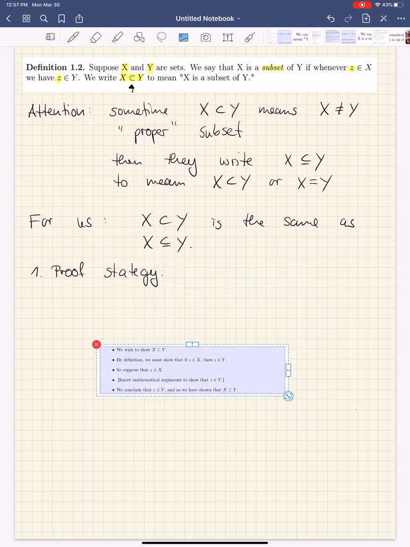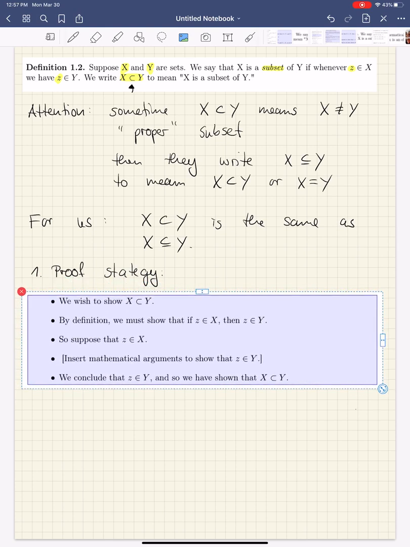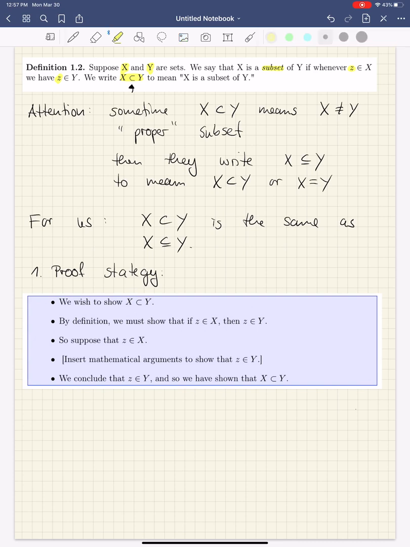So let's see what we have here. Our goal is, we want to show that X is a subset of Y here. Okay, so the first thing is we always want to start with our assumptions.